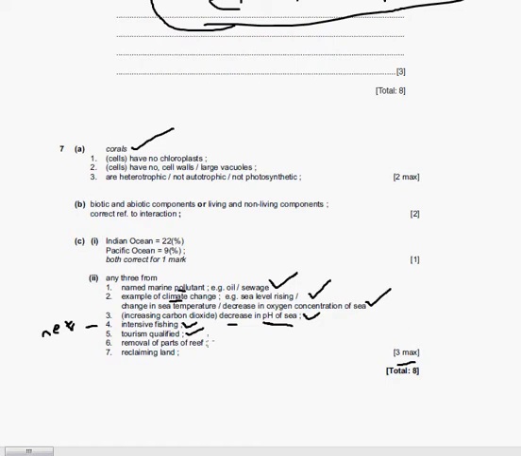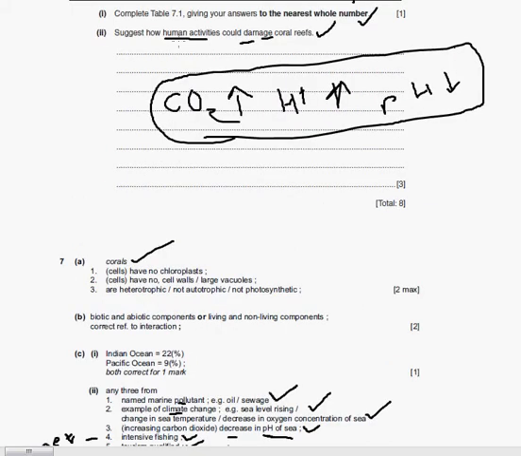Then removal of parts of reef and reclaiming land. We should know that in the Netherlands they changed the sea area to become land, right? So if this area had corals, these old corals would have disappeared, and those are the human activities which could damage coral reefs.